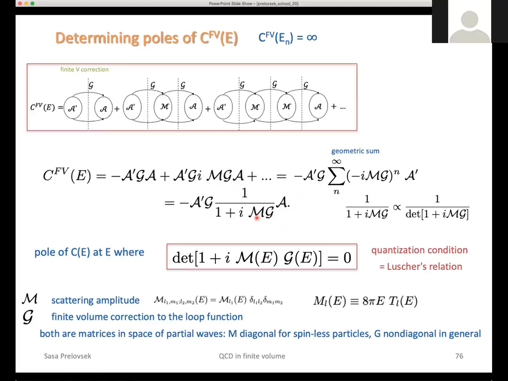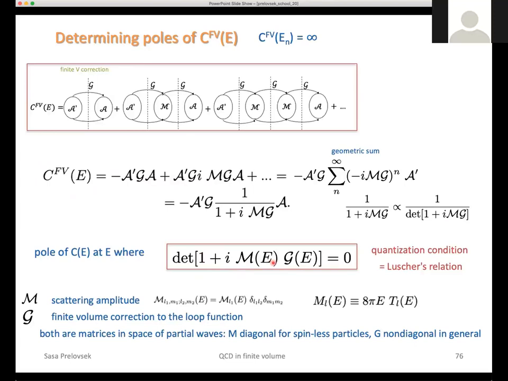Now it's easy to say where this will have a pole, right? We are looking for poles. Poles give us the eigenenergies. This is proportional to 1 over the determinant of this. So this correlator will have a pole where the determinant of this quantity is equal to 0. So the correlator will have an eigenenergy when this determinant is equal to 0. So this equation basically applies only at the values of the eigenenergies.